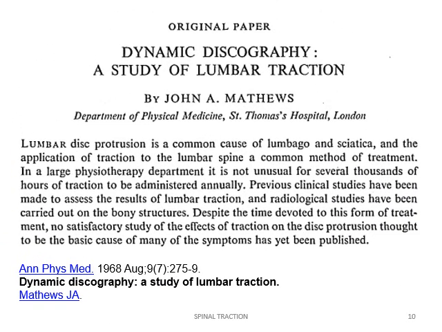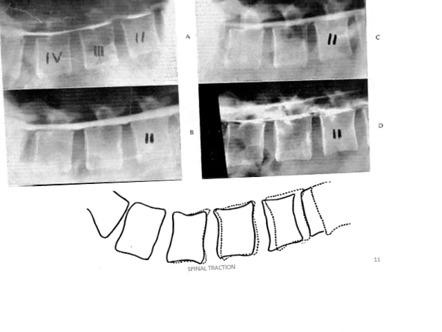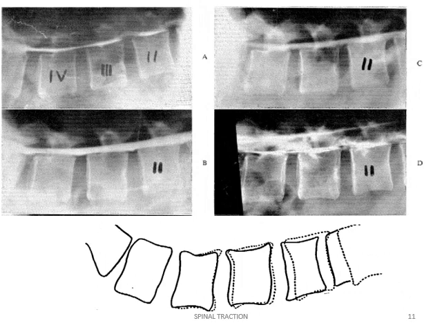One such research was performed by John Matthews in 1968, and he published an original research paper titled Dynamic Discography, a study of lumbar traction in Annals of Physical Medicine. He injected contrast dye in the intervertebral disc space in some of his patients and took the X-ray before traction, during traction and after traction. And one such sample of X-ray is shown here.